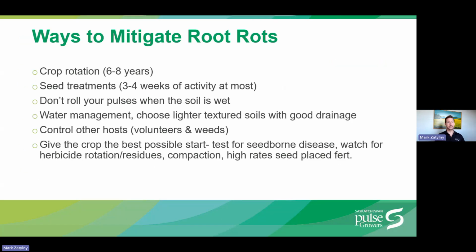Here are some ways that a grower can mitigate root rots if they have identified them in the field. So really the first step is prevention through crop rotation. Having non-host crops in rotation is important to keep the soil pathogen load at a minimum and not letting it build up, infecting over and over pulses as you have them.